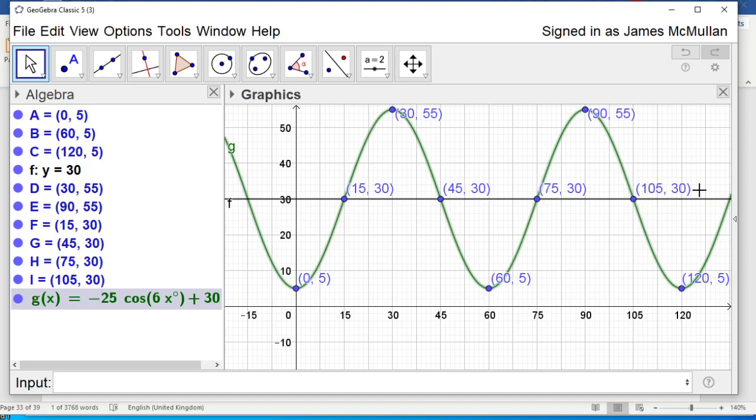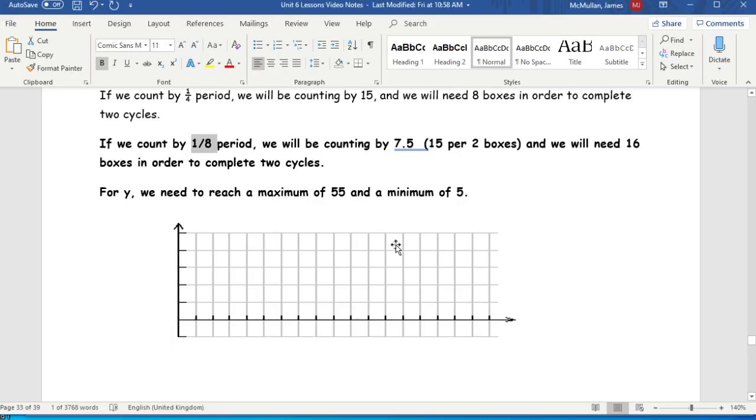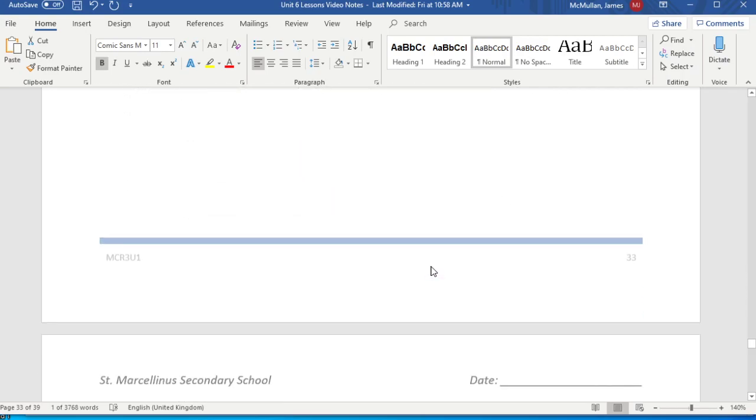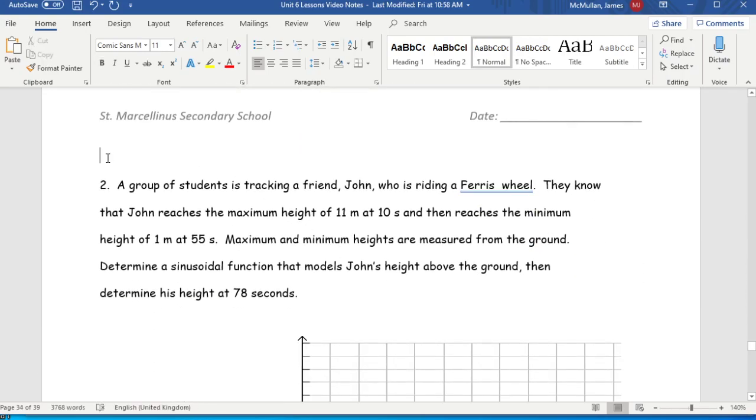So that's why I suggested you should count by every 2 boxes is a 15, and then you have a really easy task of just move over 2 boxes, draw the next one, move over 2 boxes, draw the next one, move over 2 boxes, and so on. Okay, so that's how you draw it. All right, let's try number 2.